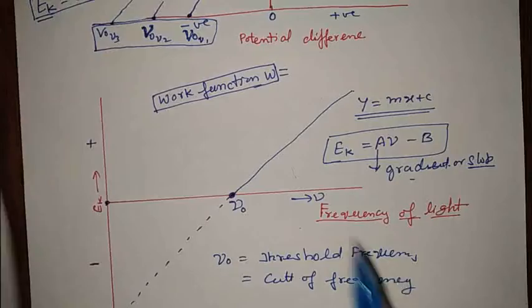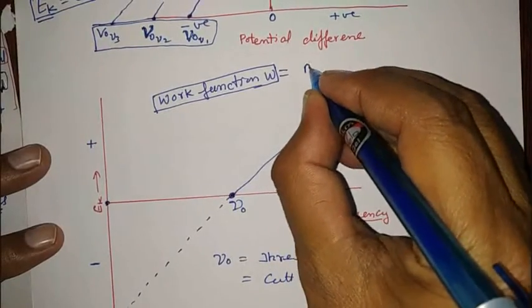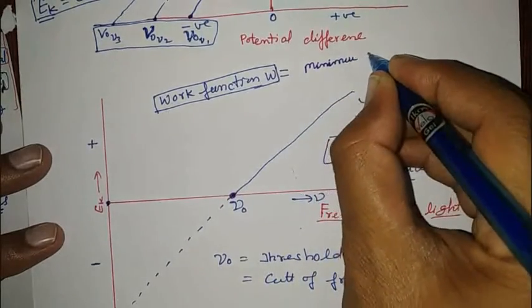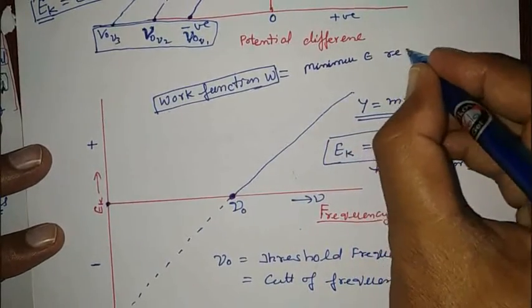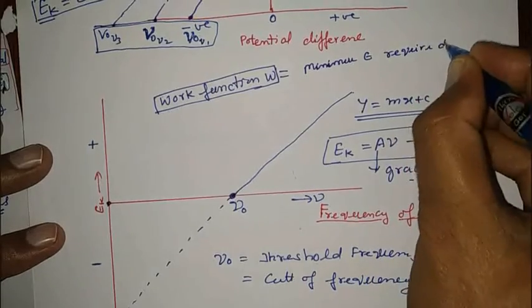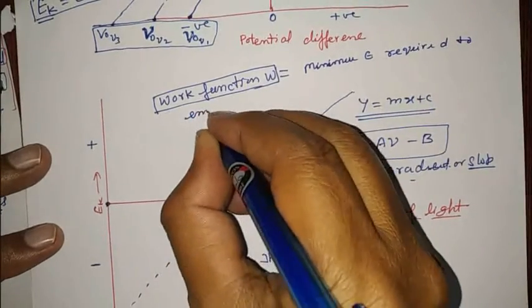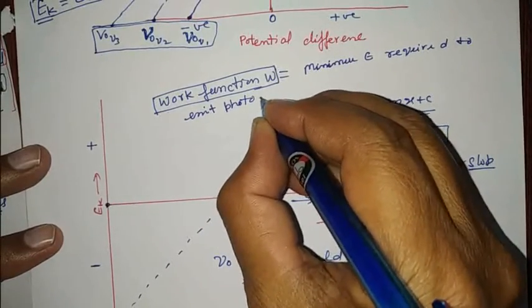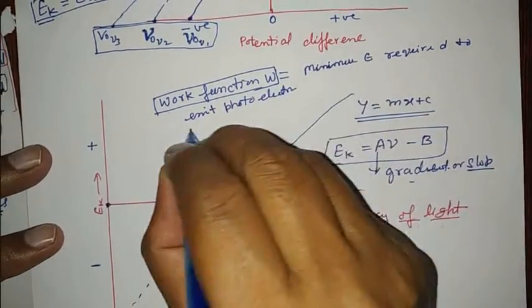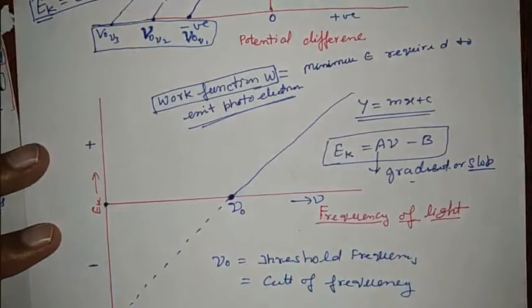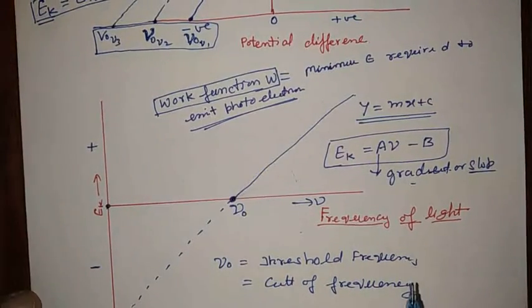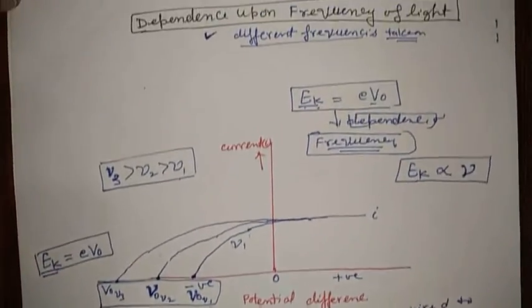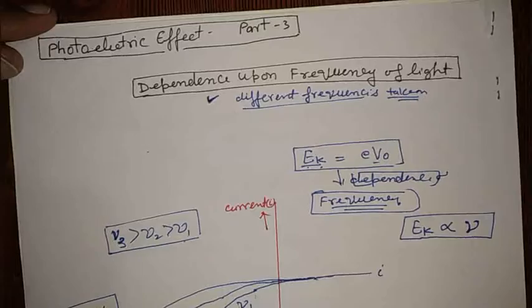Work function means the minimum energy required to emit a photoelectron. So this is all about the concept of the photoelectric effect.